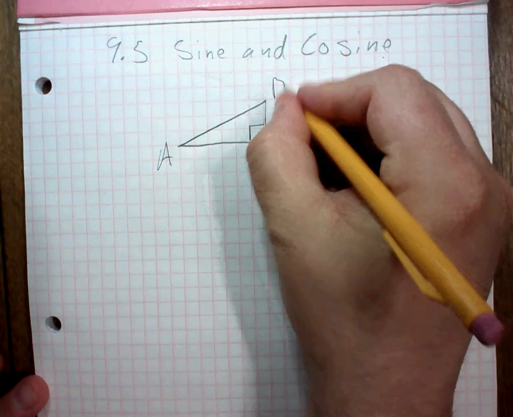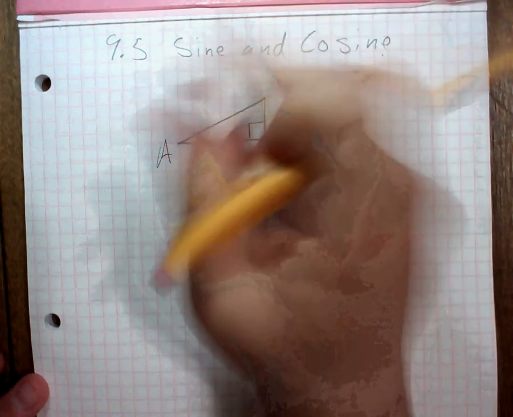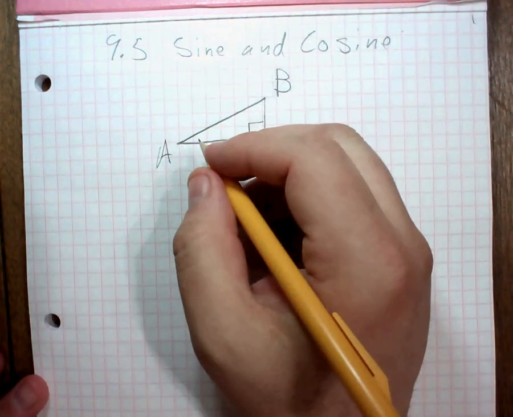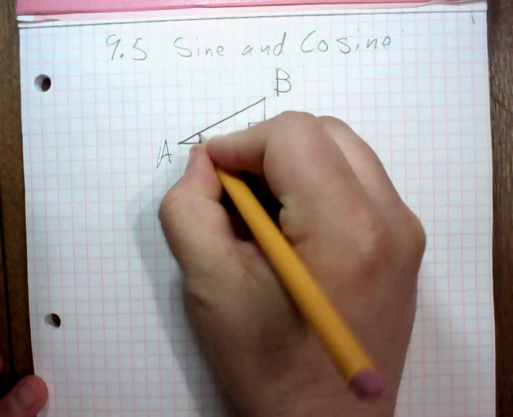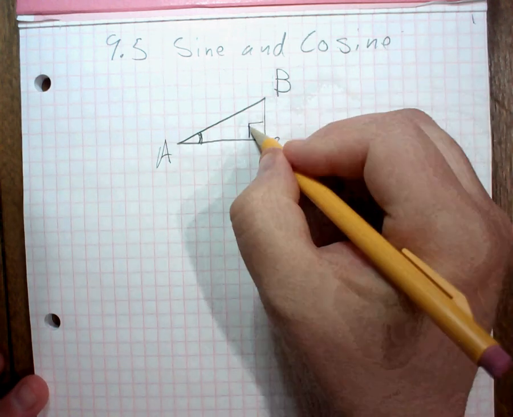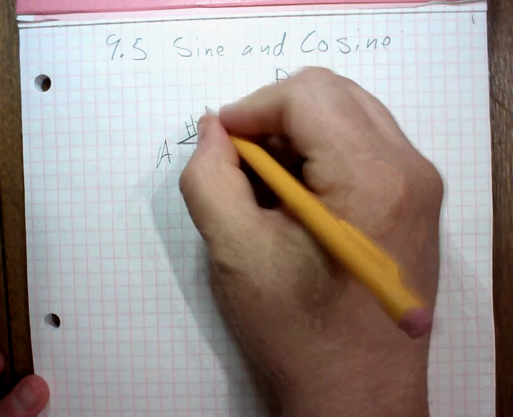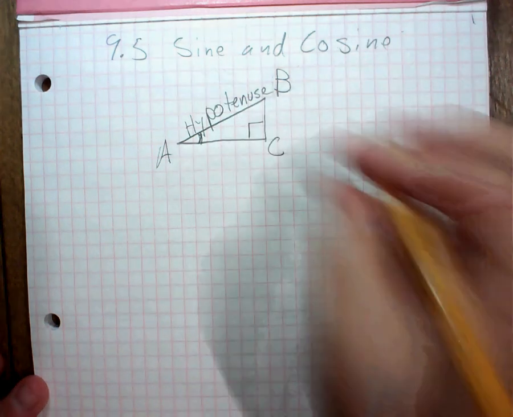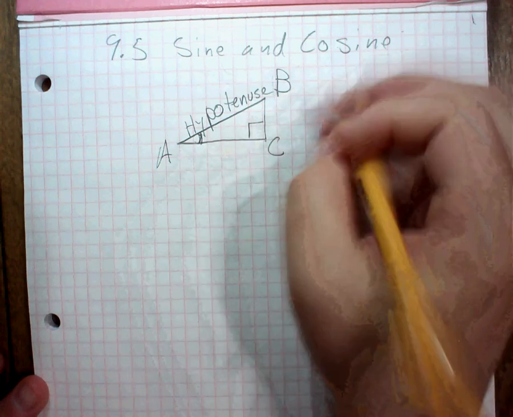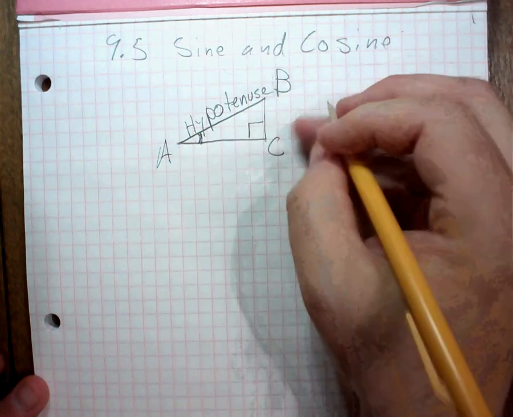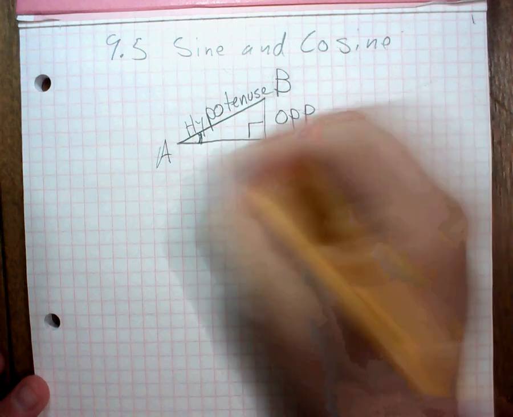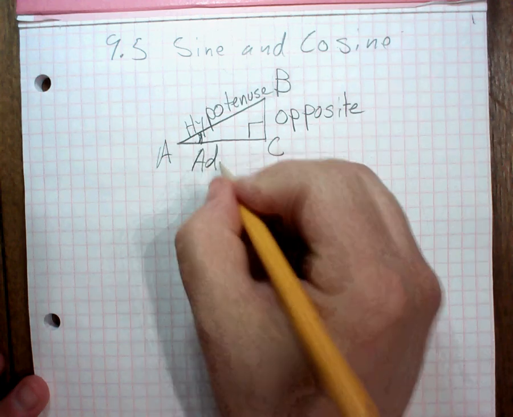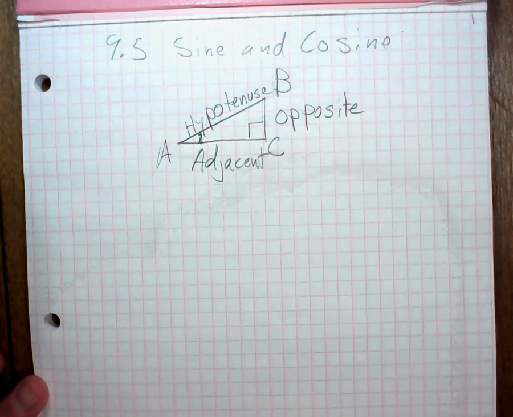So if I have a right triangle ABC, we know lots of stuff, but if I want to focus on one angle, let's say angle A. First of all, the side across from the 90-degree angle is always the hypotenuse. And then the side opposite the angle that we're talking about, if we're referring to angle A, this would be the opposite because it's across from A. And then this would be what we call the adjacent.